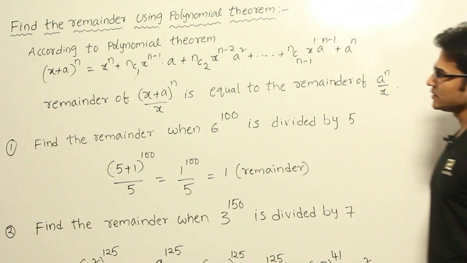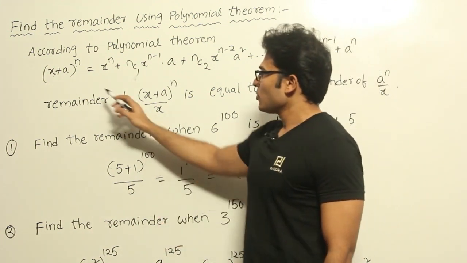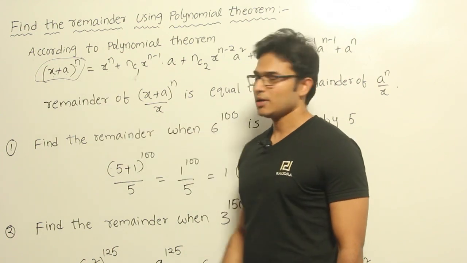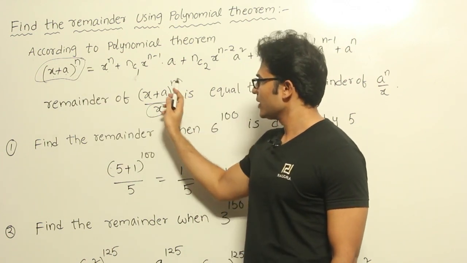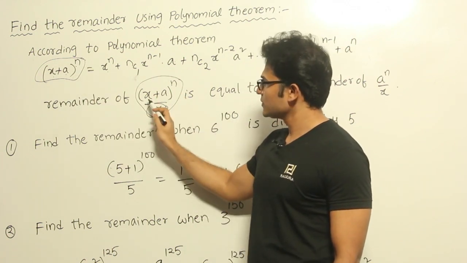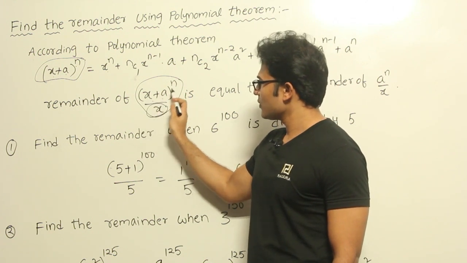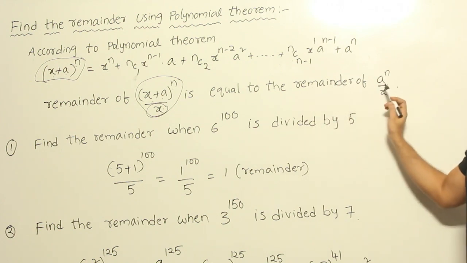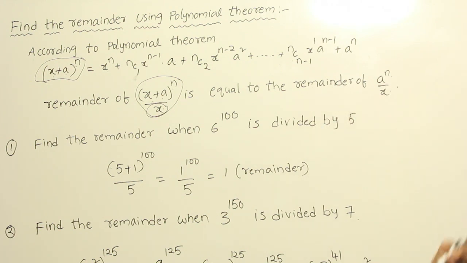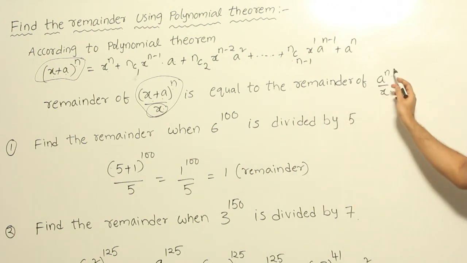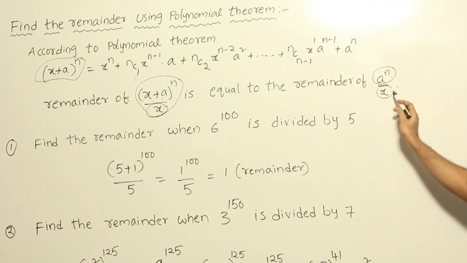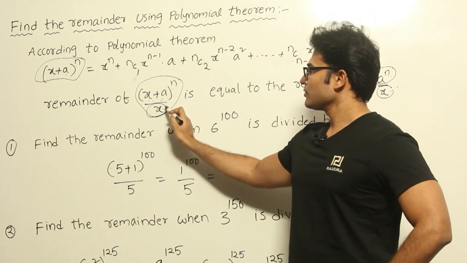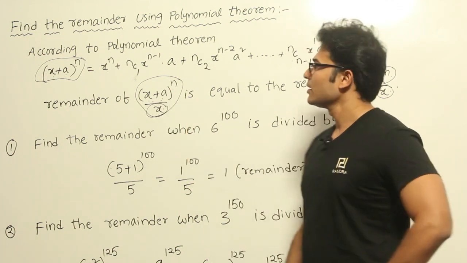Now what does this theorem say is, when you are going to divide this particular number (x plus a) power n by x, then the remainder of this is equal to the remainder of a power n by x. Which means when you divide a power n by x, whatever remainder you get, the same is going to be the remainder of (x plus a) power n divided by x, right?